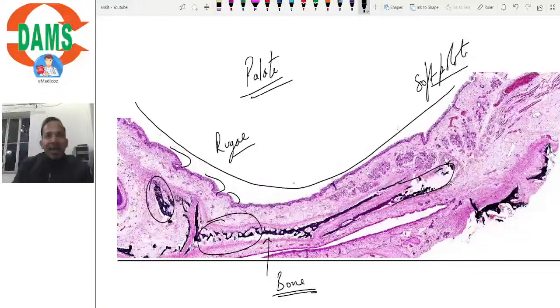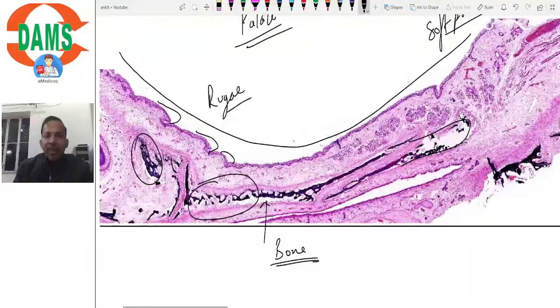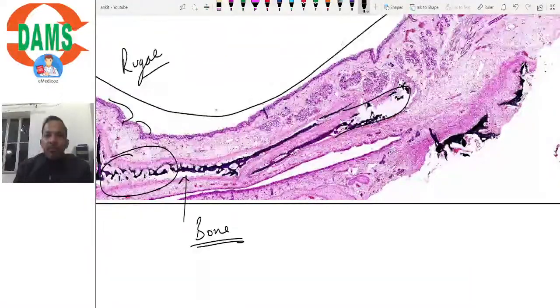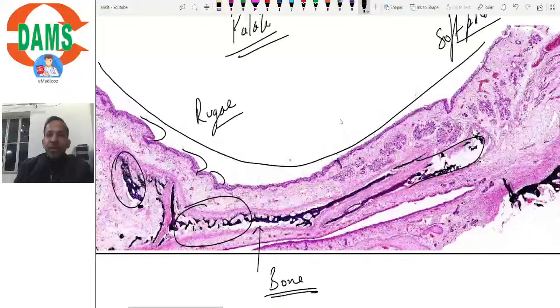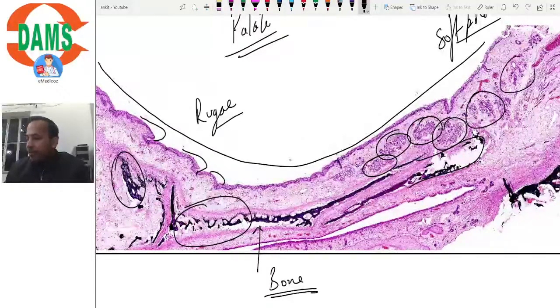Can you see the salivary glands in this diagram? Can you identify salivary glands here? As we move posteriorly towards the soft palate, you can easily identify these minor salivary glands, isn't it?